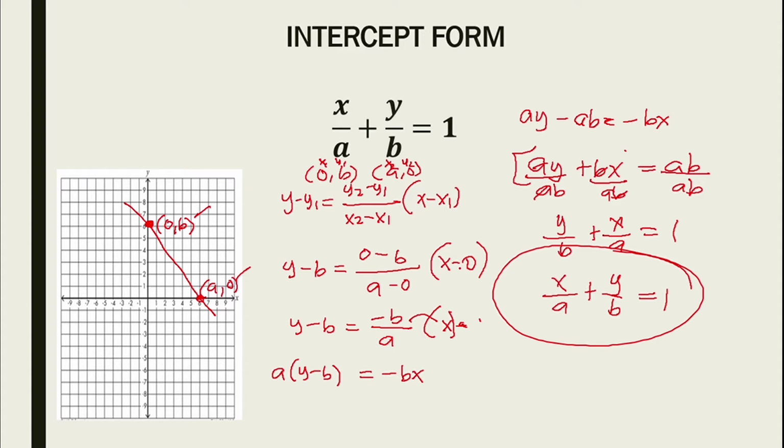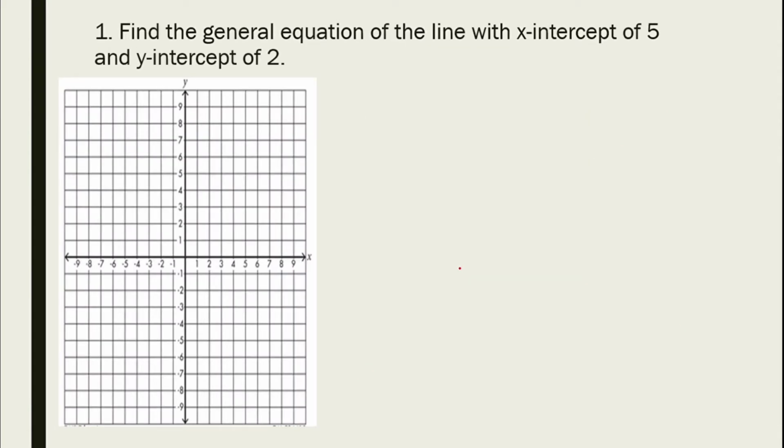Alright, so we have here the first problem. Find the general equation of the line with x-intercept of 5 and y-intercept of 2. So let us have the x-intercept, which is 5 here, and the y-intercept of 2. We connect the two dots here so it forms a line. This is the line that we're going to get the equation of. So we have x over a plus y over b equals 1.